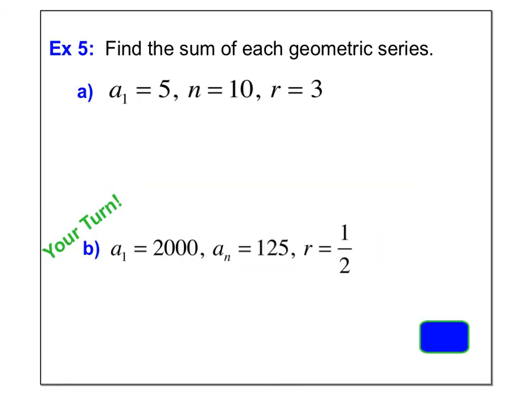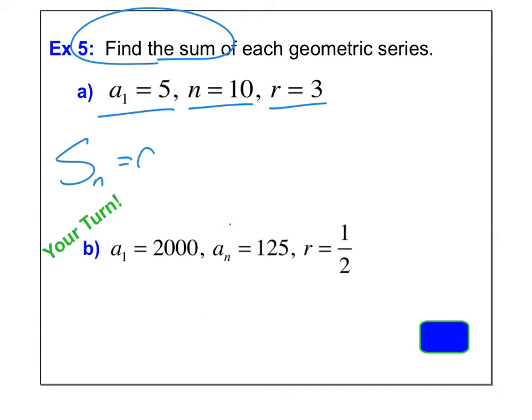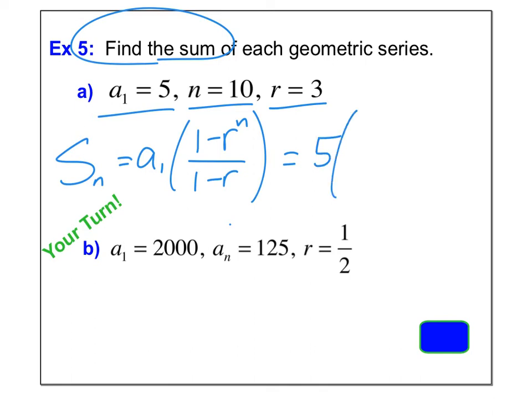Alright, find the sum of each geometric series. We know A1, we know how many terms we are adding, and we know the common ratio. So it says find the sum, that means we are adding, we will use the equation S sub n equals A1 times 1 minus r to the n over 1 minus r. Well, A1 is 5, 1 minus 3 because r is 3, and n is 10, divided by 1 minus 3.